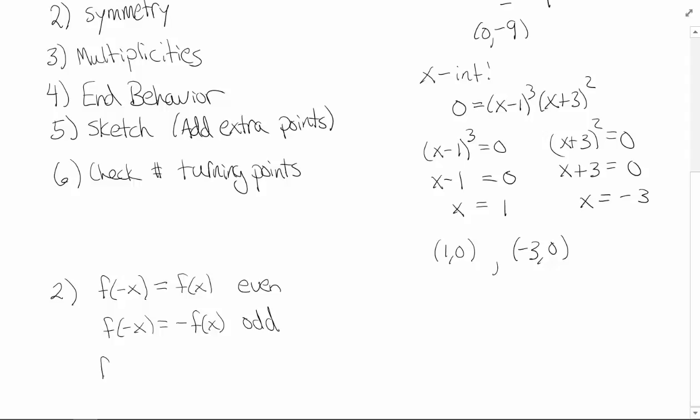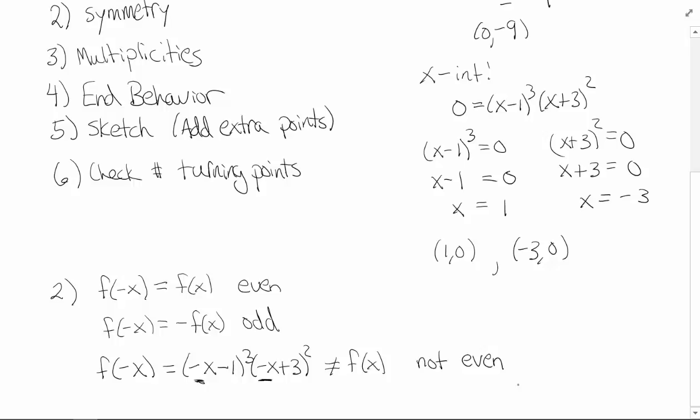So let's plug negative x into our function. That's going to look like (negative x minus 1) cubed times (negative x plus 3) squared. And you can see, since now that I have these negative x's instead of positive x's there, this is not the same as f of x. What that tells me is this is not even. So this polynomial graph will not be symmetric about the y-axis.